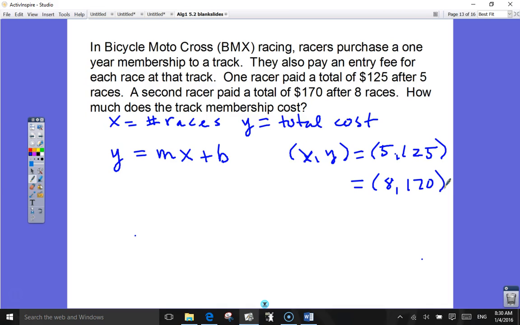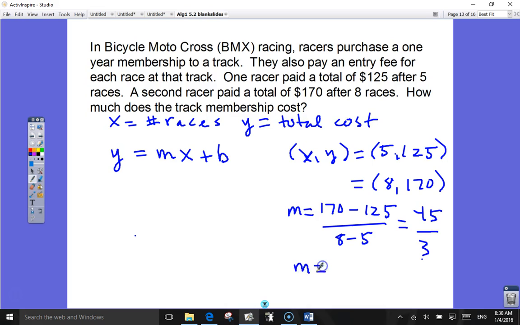So now we need to find the M and the B. If you know 2 points, find the M and the B, right? So how are we going to find the M? Solve, right? Or plug in with your 2 points. In this case, M equals 170 minus 125 divided by 8 minus 5. What's 170 minus 125? 45 divided by 3. And so M equals 15.